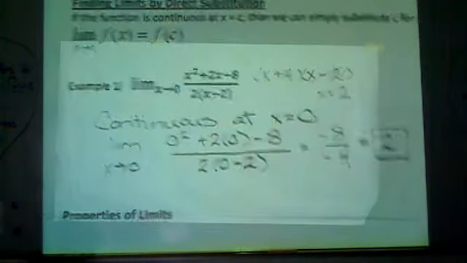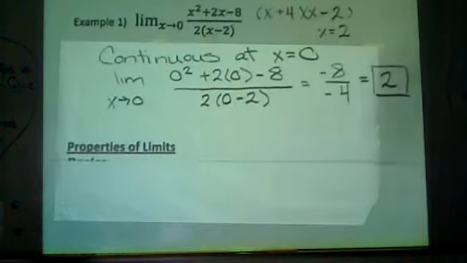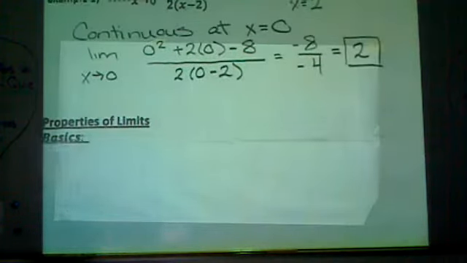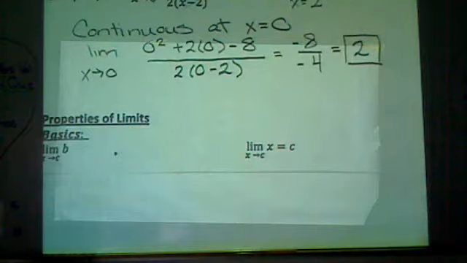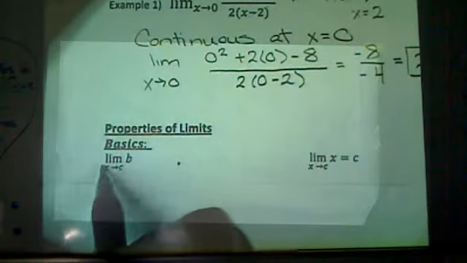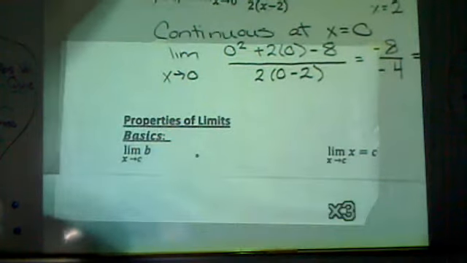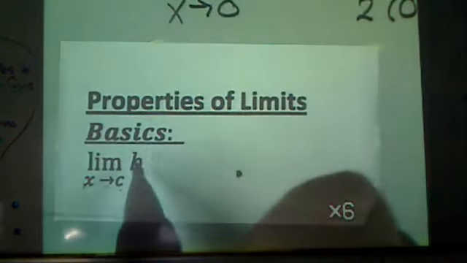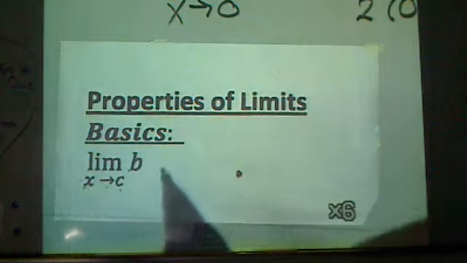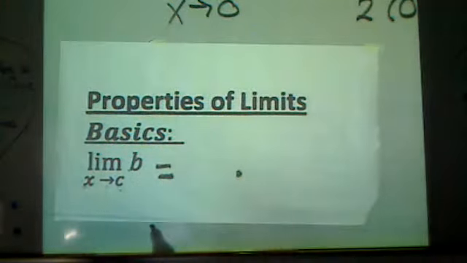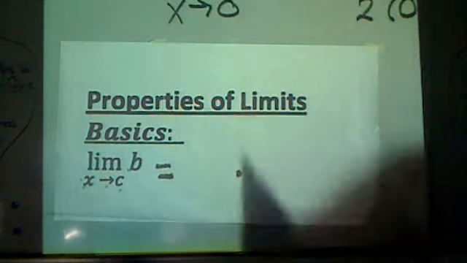There are several properties of limits that you need to have memorized. I'm going to put them up here slowly. First are the basics. The limit as x approaches some number c of b, where b is just another number. Well, since you can't plug a number in for a number, you can only plug a number in for a variable, this limit is simply going to be b.